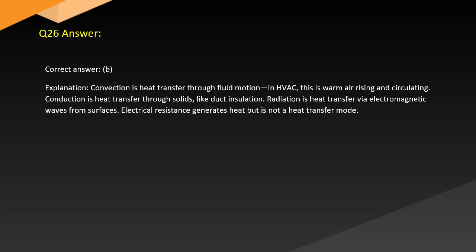Answer. Correct answer. B. Explanation. Convection is heat transfer through fluid motion. In HVAC, this is warm air rising and circulating. Conduction is heat transfer through solids like duct insulation. Radiation is heat transfer via electromagnetic waves from surfaces. Electrical resistance generates heat but is not a heat transfer mode.